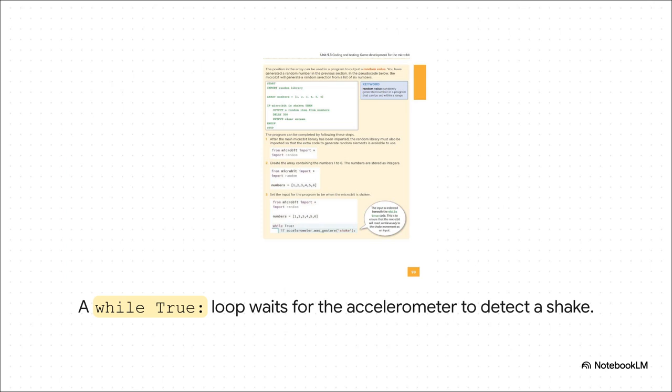Now we get to the main event. This while true part creates what's called an infinite loop. It means the code inside is just going to run over and over and over forever. It's basically on high alert. And that if statement is our trigger. It's using the microbit's motion sensor, the accelerometer, to constantly ask one question. Have I been shaken yet? Nope. Have I been shaken yet? Nope. It just waits patiently.